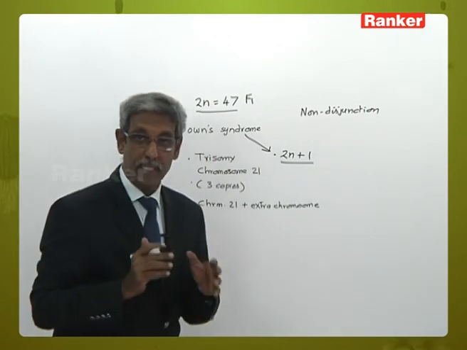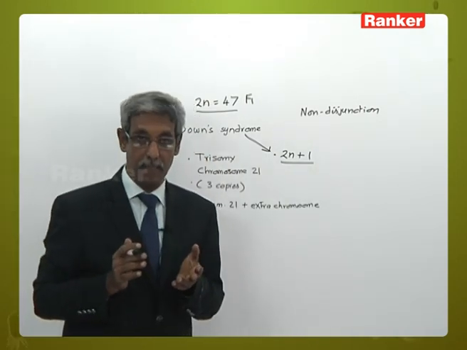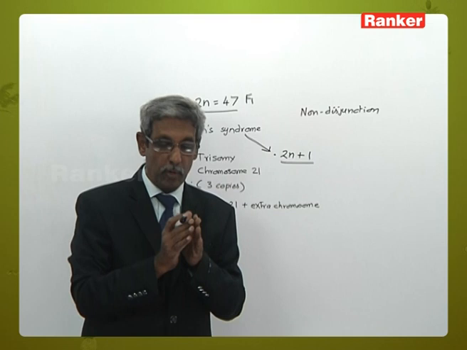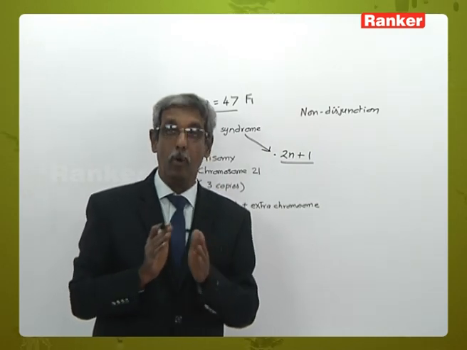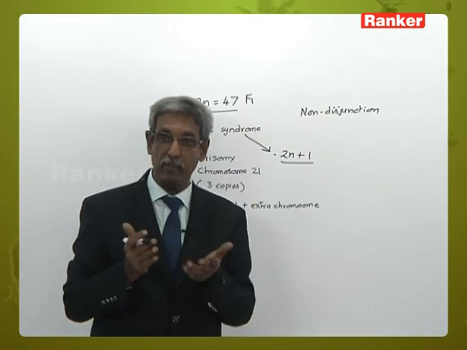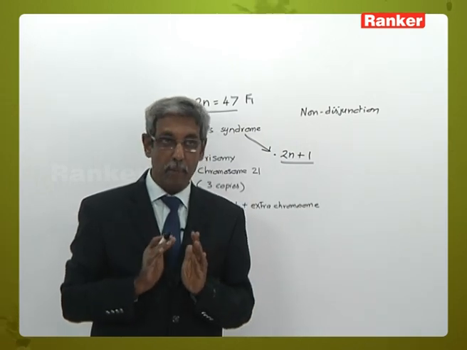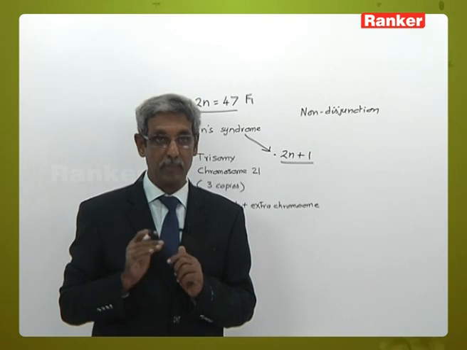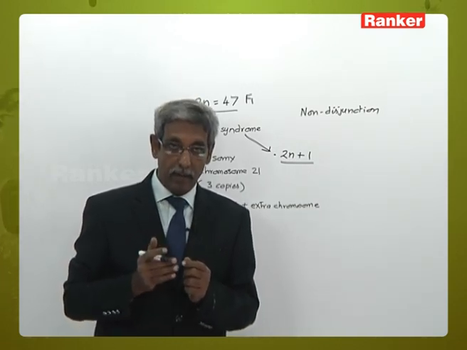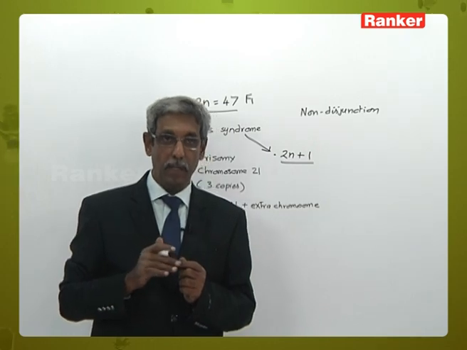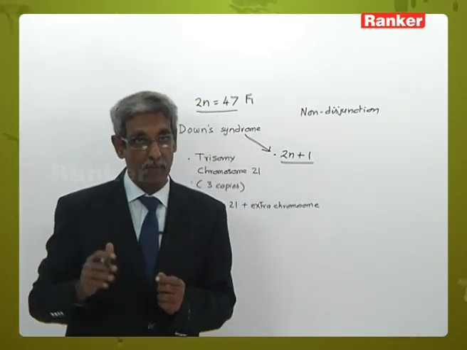Non-separation of the chromosomes occurs. 2 of the chromosomes do not segregate clearly. There is non-disjunction or non-separation of any of the 22 chromosomes during the formation of the egg and the sperm cell.